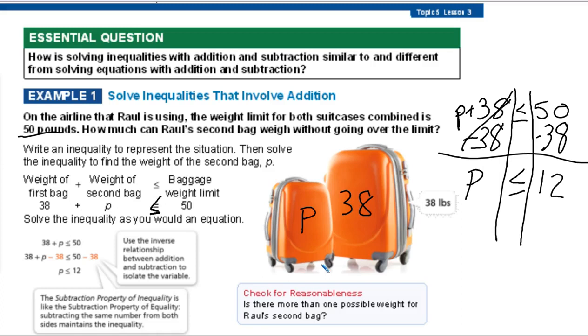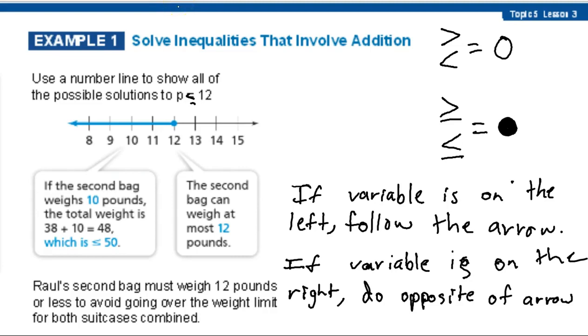So that is solving for the variable to find out how much the bag can weigh. Now, if we were going to put it on a number line, this is how we would work it out. Please pause the video right now so you can copy all of this down. This is very important stuff. Alright, now that you have written everything down, let's go over it.